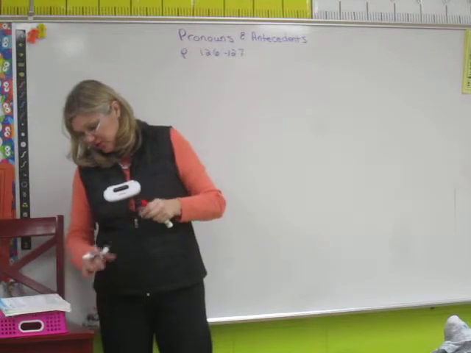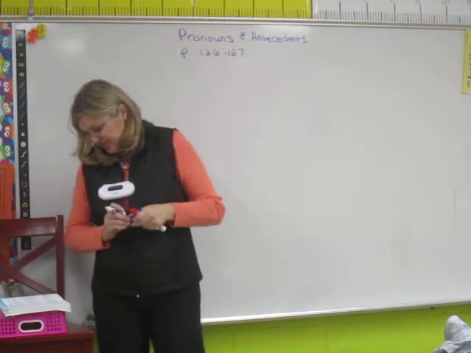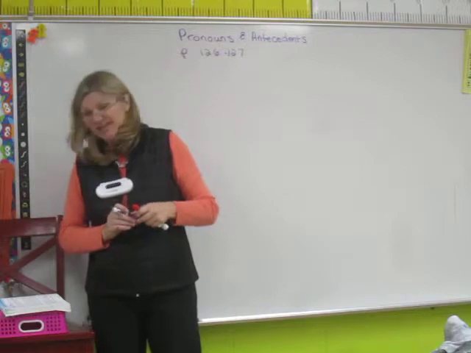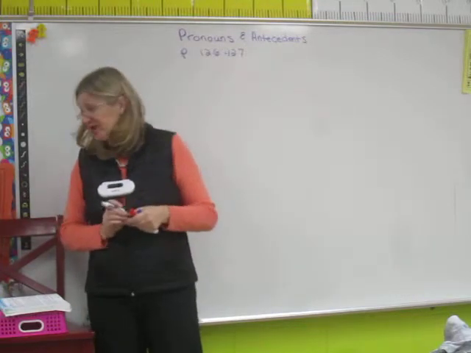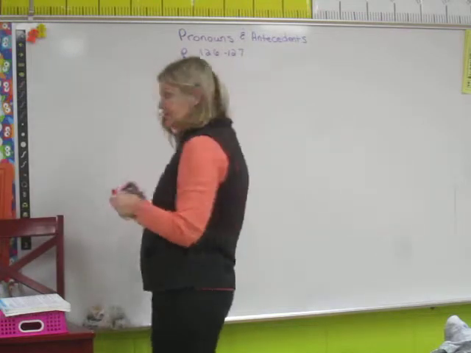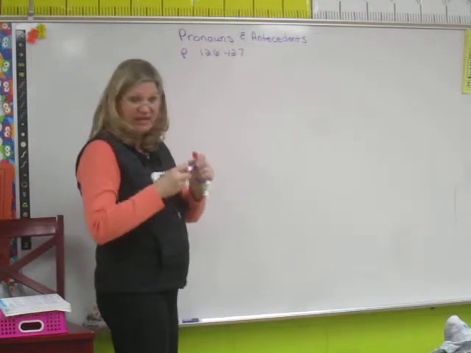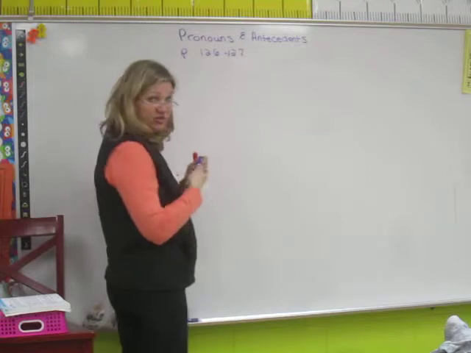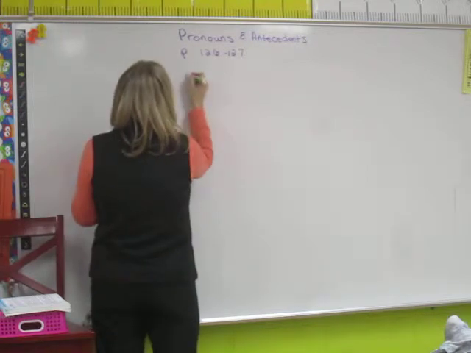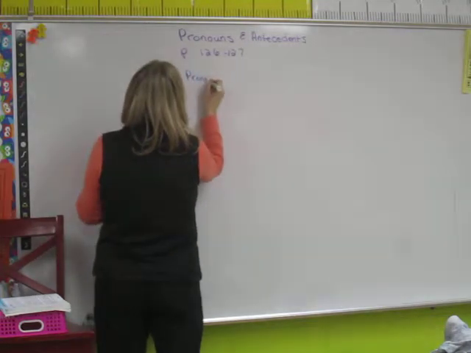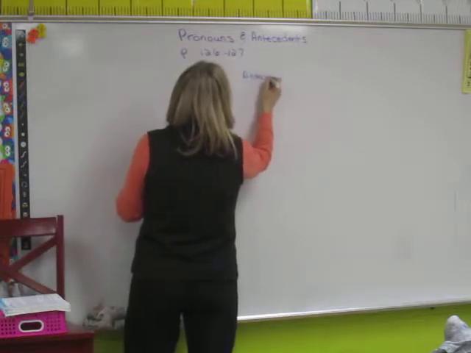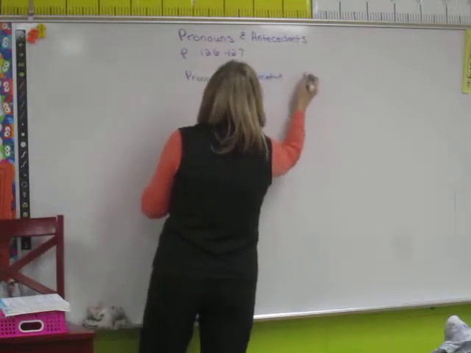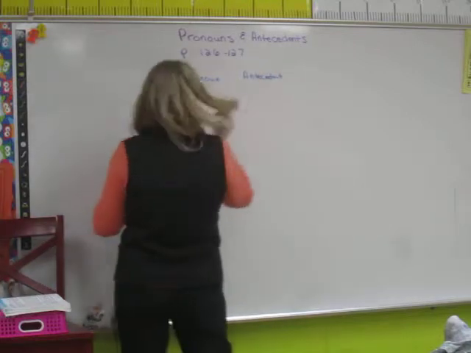So here we go. Take a look at number 1. The fires spread fast, and they were soon out of control. The first thing I want you to do is to identify what are the pronouns in that sentence. To do this page, what I would like for you to do on your slate is to make 3 columns. The first column is pronoun, and the second column is antecedent, and the third column is, what's the third column? Singular or plural.